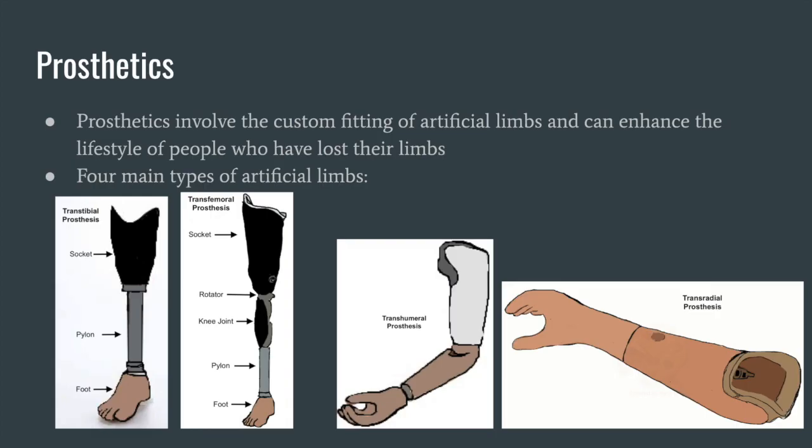Prosthetics involve the custom fitting of artificial limbs and can enhance the lifestyle of many people with amputations. Amputations result from trauma, medical illness, or surgery.